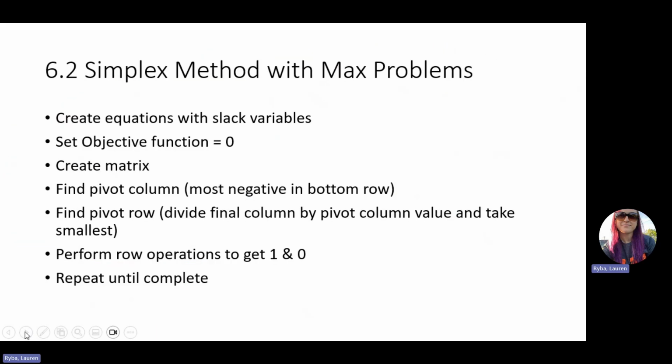So the other method to do this by hand is with matrices. So we're going to do that same thing of create slack variables. But now we're going to set the objective function equal to 0 so that we can create a matrix. We will find pivot columns and pivot rows so that we can perform operations to get our ones and zeros until we get all the way to the end to our final answer.